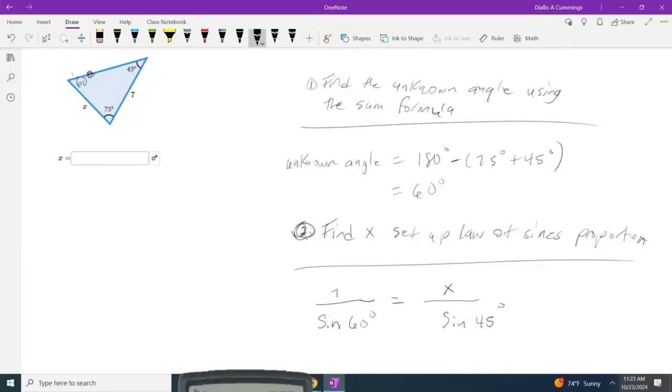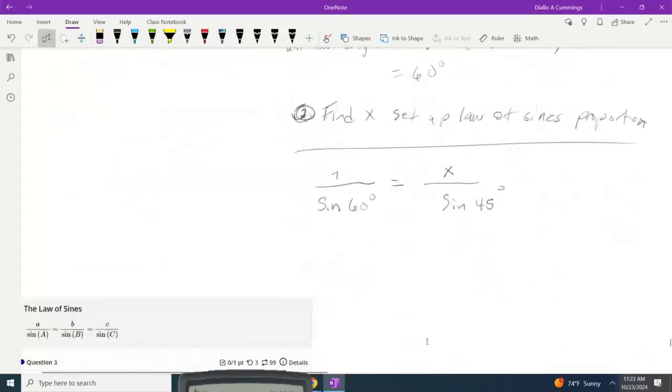All right. Any questions about my proportion? I put side length 7 over the sine of 60 degrees, right? That's its angle, and that's its opposite angle from side 7. I set that equal to x divided by the sine of its opposite angle, which is 45 degrees. In order to solve this proportion, I'm going to cross multiply and divide.